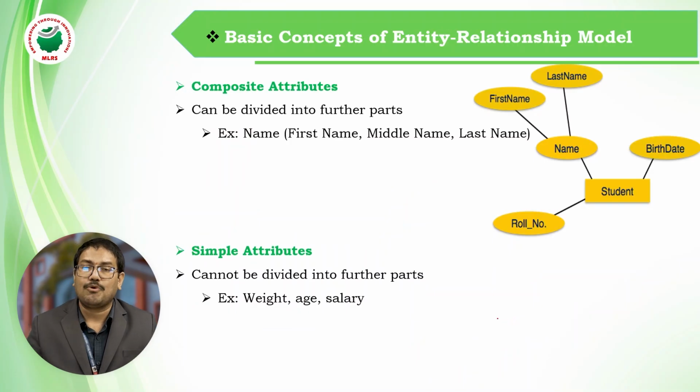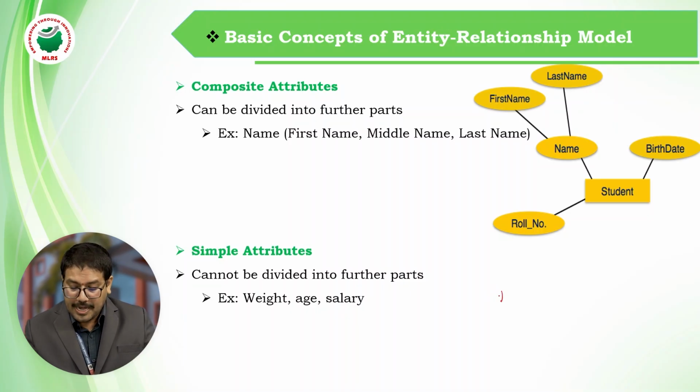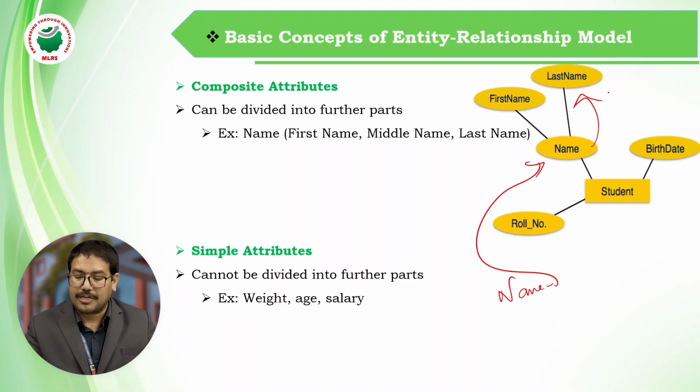Among them, composite attribute and simple attribute. Composite attribute means an attribute that can be divided further. If I take a student's name in the example, name can be further classified into a first name and a last name. So this attribute name is divided further, and this is a composite attribute example. If I take the roll number attribute or date of birth attribute, these cannot be divided further.